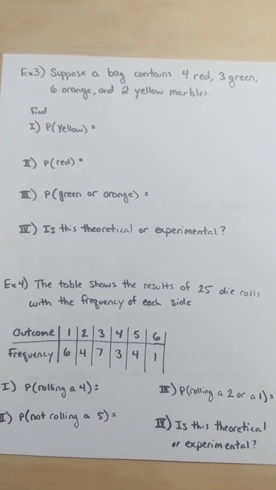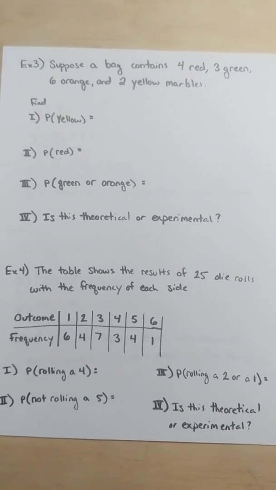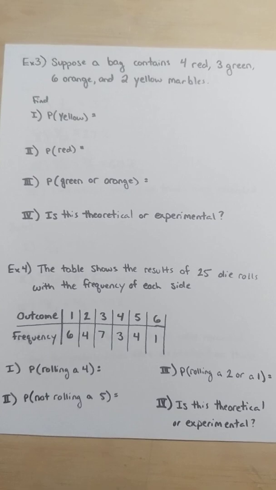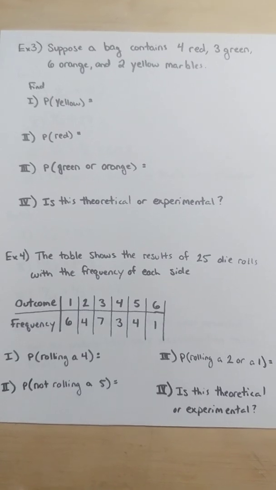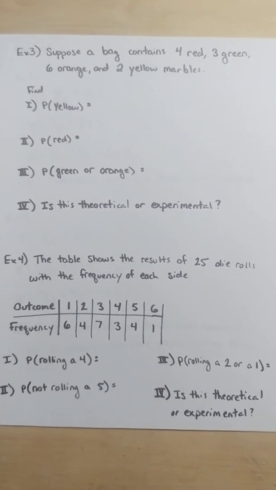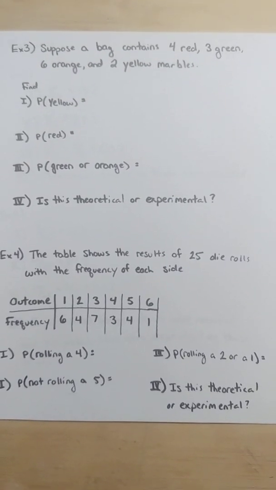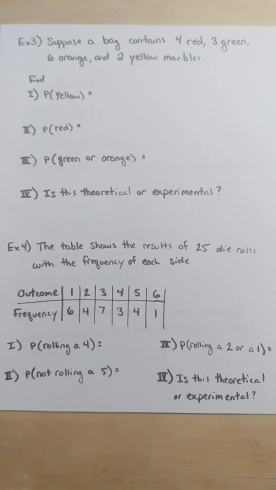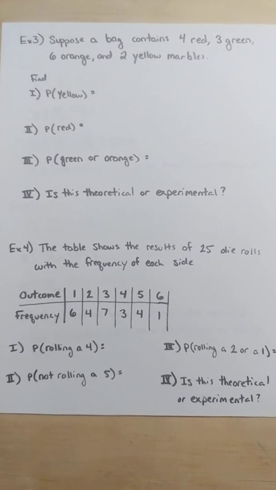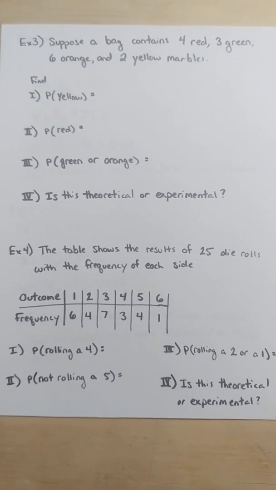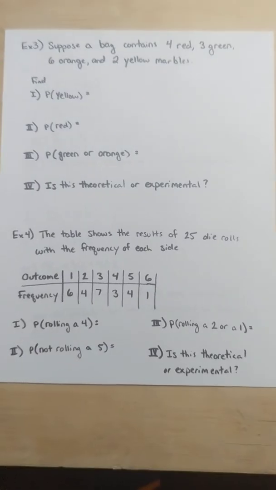A couple practice problems. Let's look at example 3 first. Suppose a bag contains 4 red, 3 green, 6 orange, and 2 yellow marbles. Find the probability of drawing a yellow marble, the probability of a red marble, the probability of a green or an orange marble, and then is this example theoretical or experimental? You may want to pause this video and answer these 4 questions before moving on.